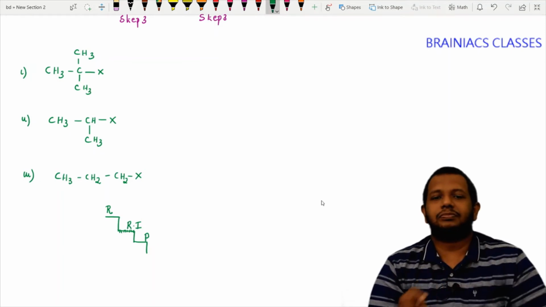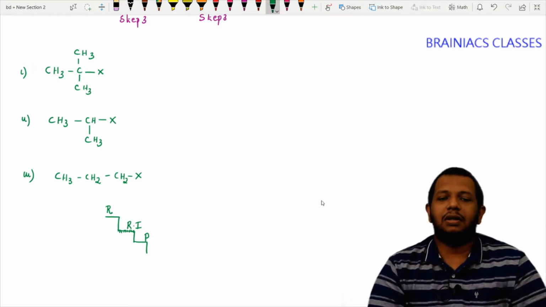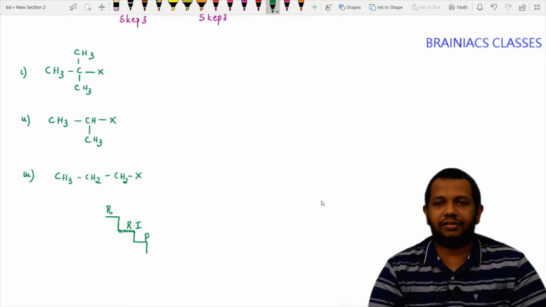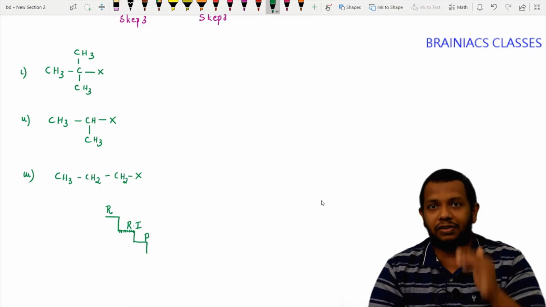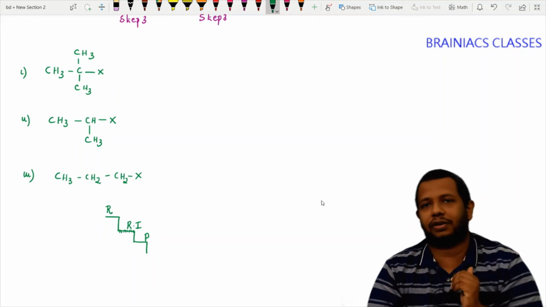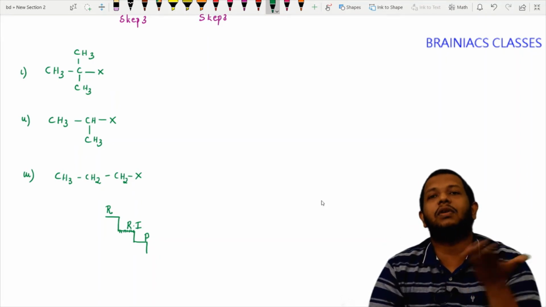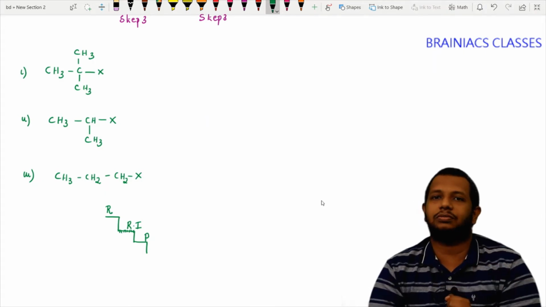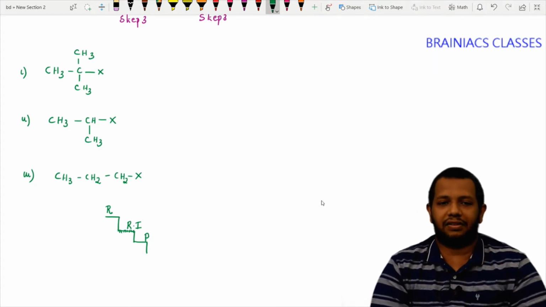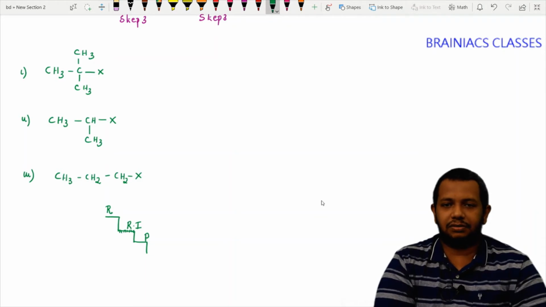Okay, so the logic is very simple. The intermediate, that is the reaction intermediate formed during the reaction, should be stable, then only it can be converted to products. If the reaction intermediate is not stable, it will not even drive from step 1 to step 2. Okay, so let's see the analysis. So I can say the first one. Okay, so I will go to the first one.